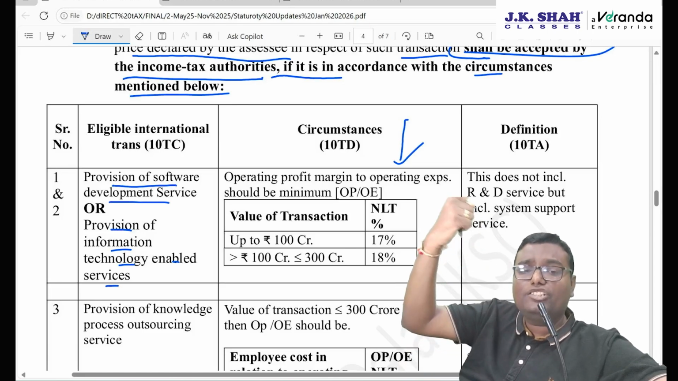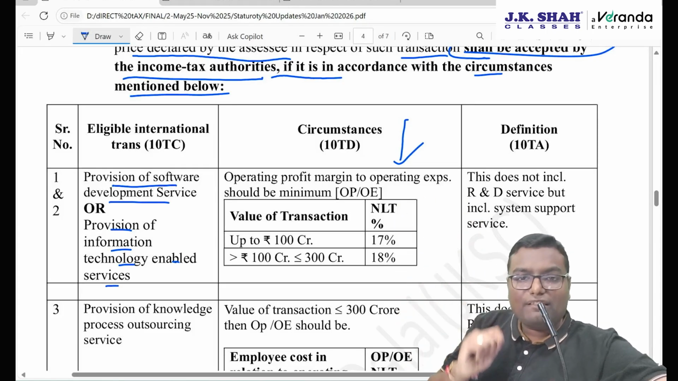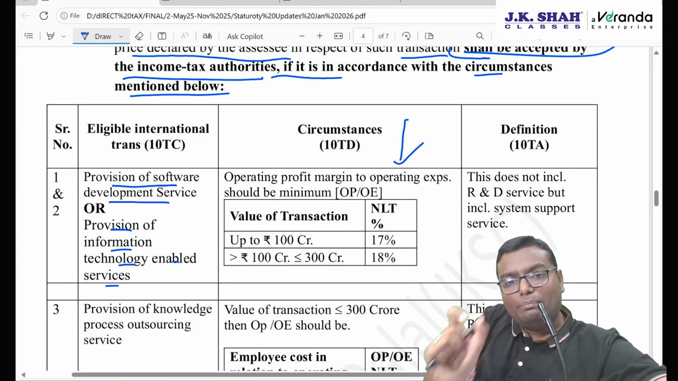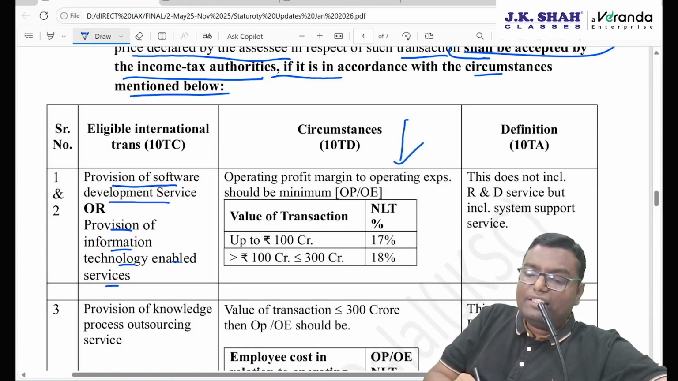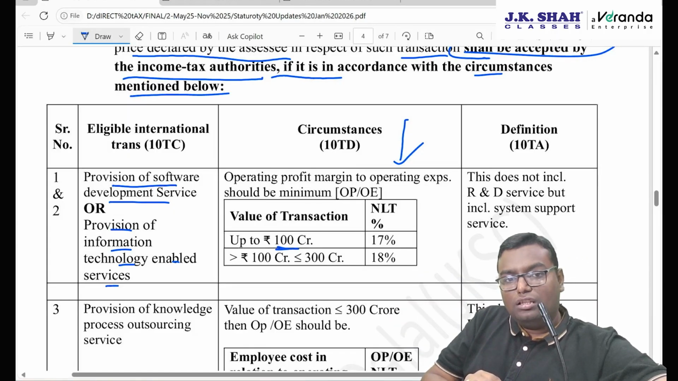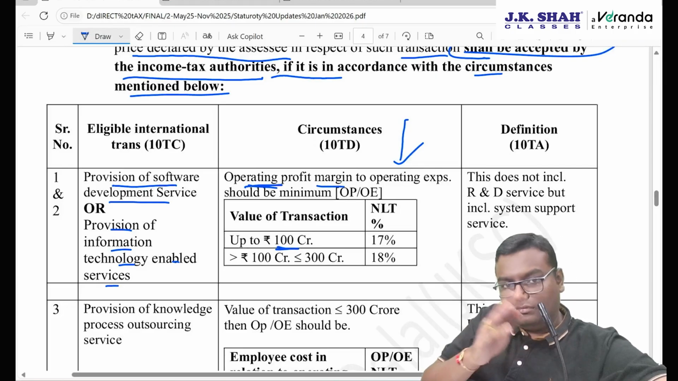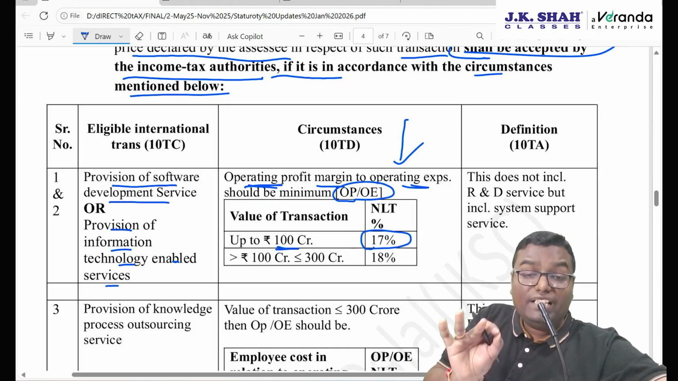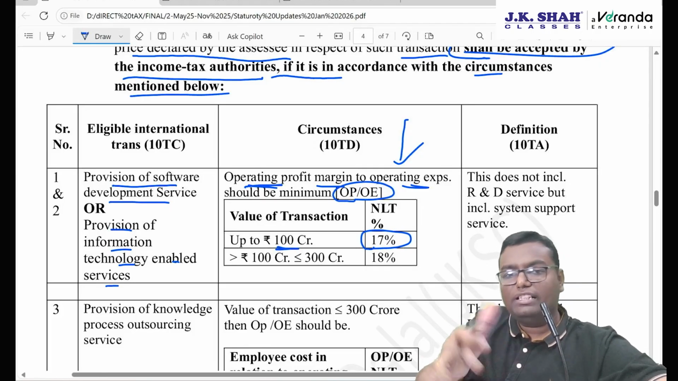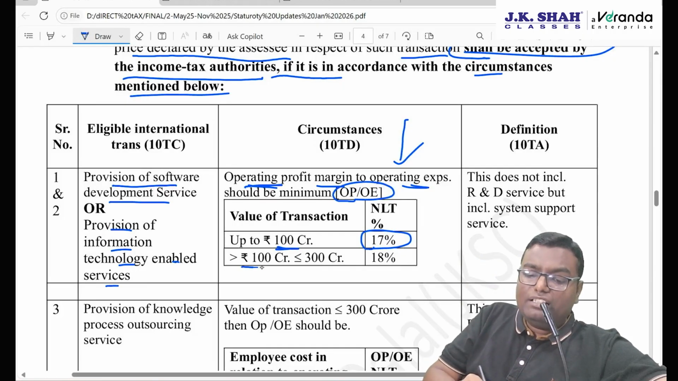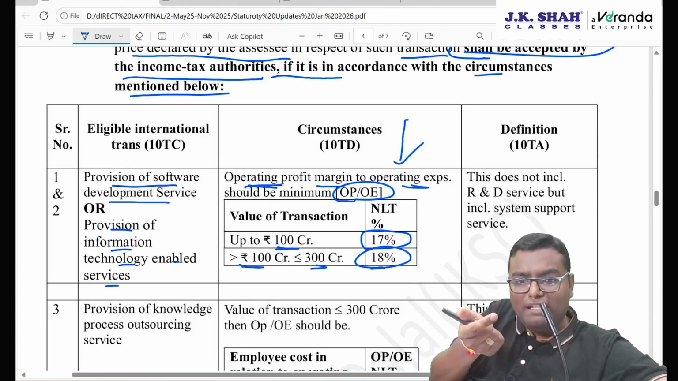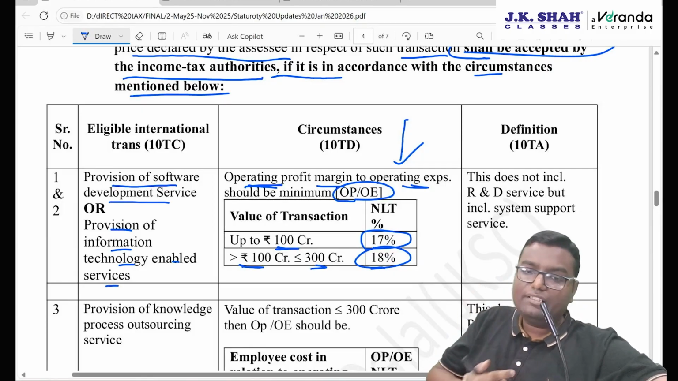So the pricing at which you are providing these services has to be at a minimum level, and that minimum profit percentage is prescribed. If the transaction is up to 100 crore, your operational profit margin to operational expense, that is, operational profit divided by operational expense, has to be minimum 17%. If it is minimum 17%, it is at arm's length price. If the transaction is more than 100 crore but up to 300 crore, then you have to declare at least 18%. Your profit margin on the base of operational expense has to be 18%.